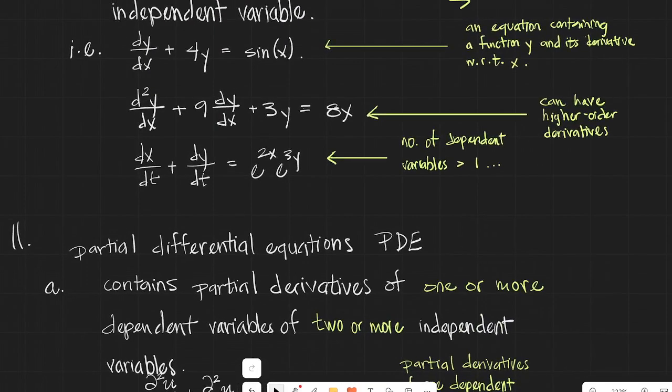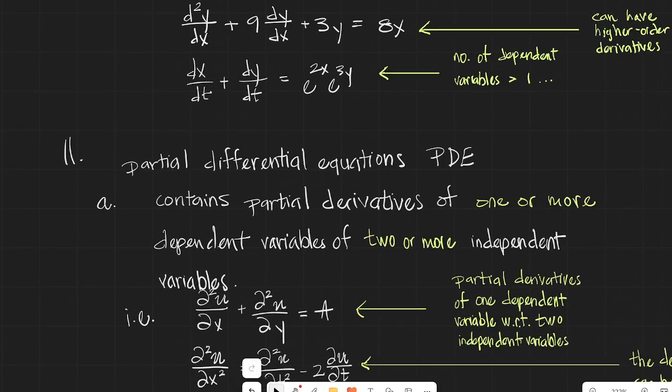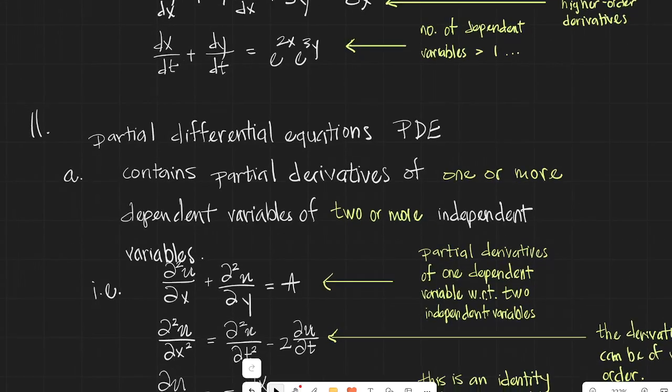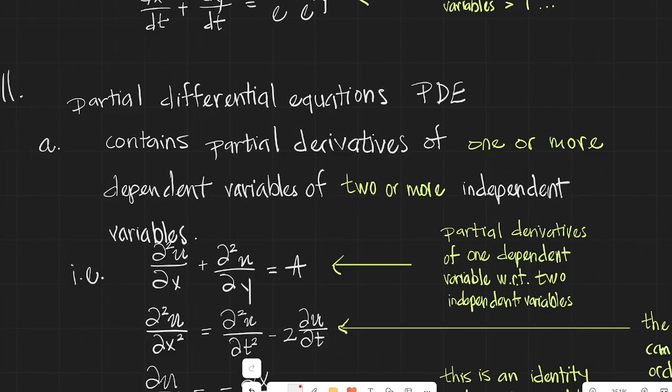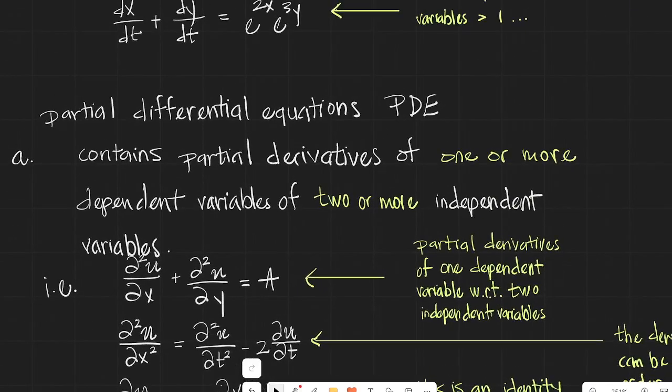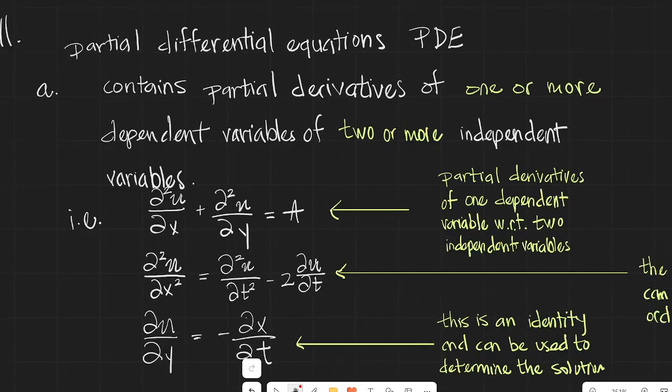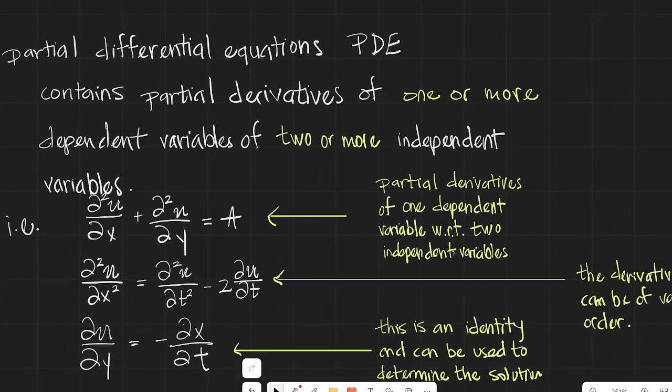Now the second type in our classification scheme is the partial differential equations, the PDEs. And this is very simple. It just contains partial derivatives of one or more dependent variables of two or more independent variables. So notice that we can have more independent variables. We can have one more independent variable than we do dependent variables. And there can be one or more dependent variables. As you can see right here, we'll go through these examples.